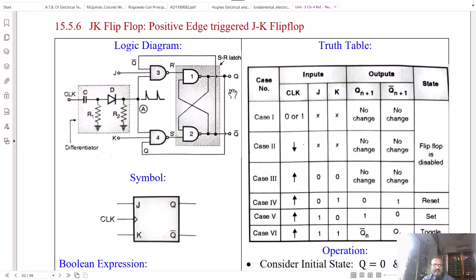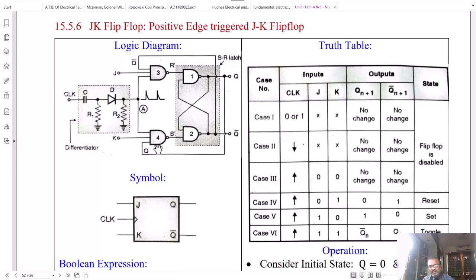Consider the second case. Now, if the clock is going down, see here, in our circuit, our flip-flop is only positive edge triggered because we clip all the negative edges and only positive edges are applied. So when the clock is going down, J and K inputs can be in either 0 or 1 state. There is no change in the output because the clock is not at all reaching gates 3 and 4.